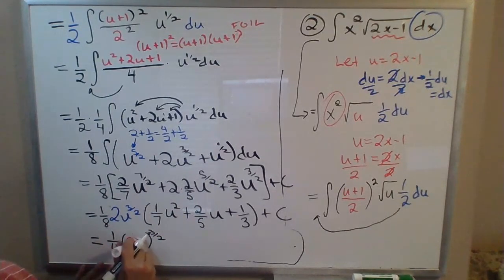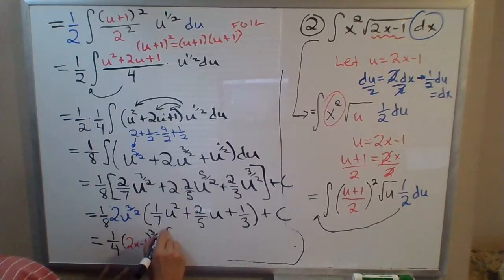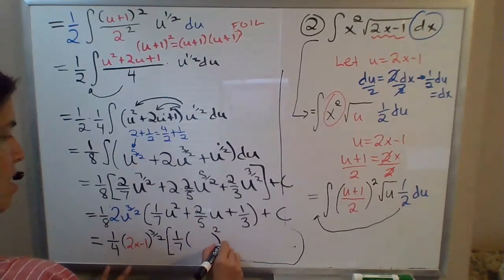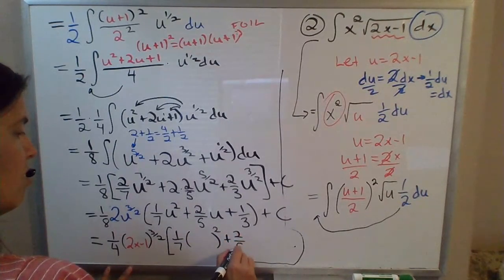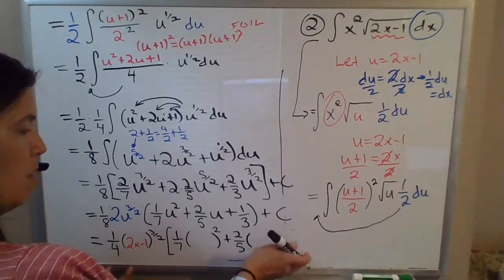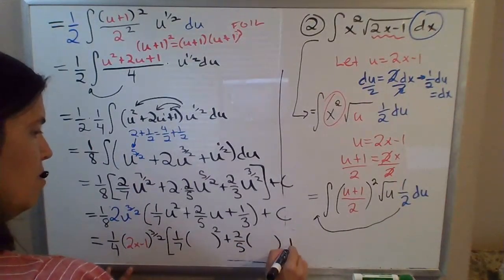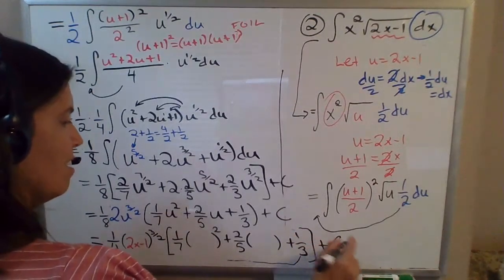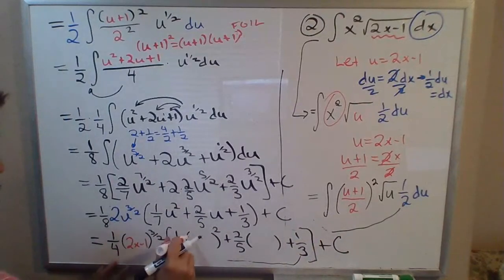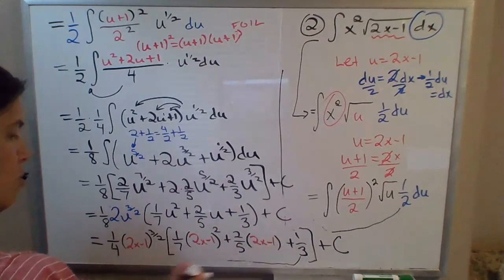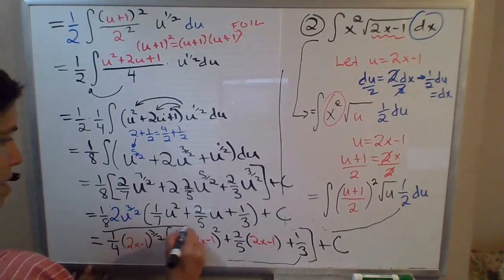This is 2x minus 1. Times 1/7 u squared plus 2/5 u to the first plus 1/3, close up that bracket, plus c. Yikes-a-rama, but there's your final answer, where the u's are 2x minus 1. There we go.